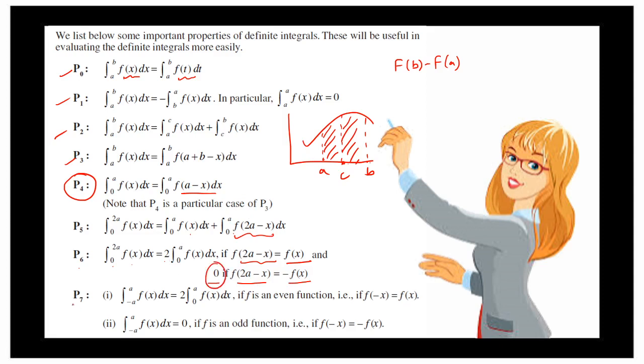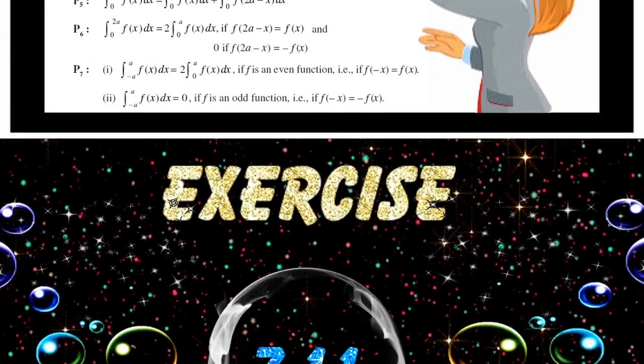answer will be 0. Last property, we have two parts, one for even function, one for odd function. Even function, whenever we replace x with minus x and we are going to get f(x) in return, they are called even function. And f(minus x) gives us minus of f(x), then we call it odd function. So when we have even function, integral minus a to a f(x) dx is twice of integral 0 to a f(x) dx, and in case of odd function we are going to get 0 as answer.